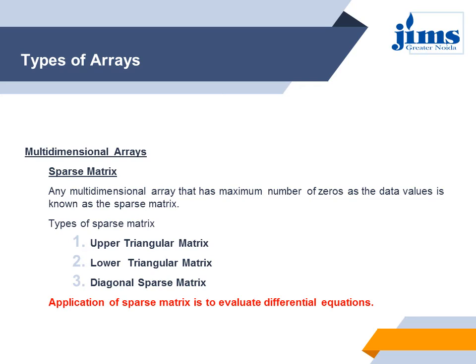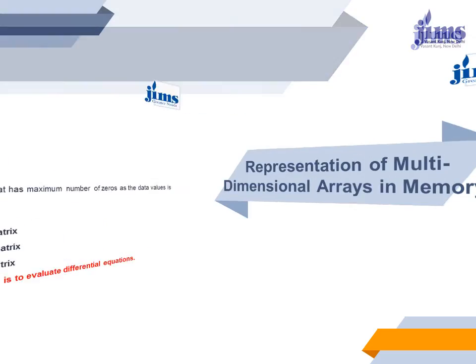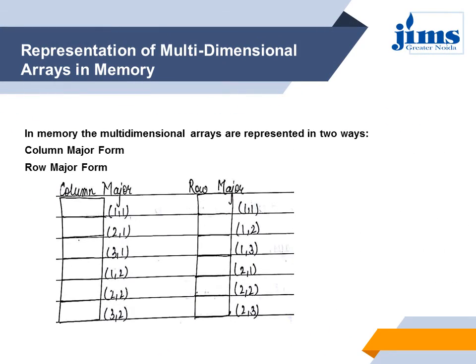In the upper triangular matrix, the maximum number of non-zero elements lies in the upper triangle part of the matrix. In the lower triangular matrix, the maximum number of non-zero elements lies in the lower part of the matrix, whereas if all the non-zero elements lie alongside the diagonal position, then it is known as the diagonal sparse matrix. Now a very important point is the application of sparse matrices. Sparse matrices are generally used to evaluate the differential arrays, column major form or the row major form.